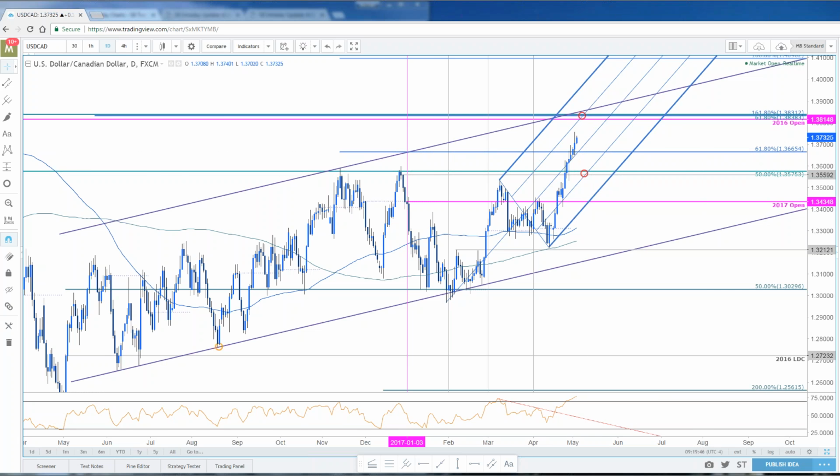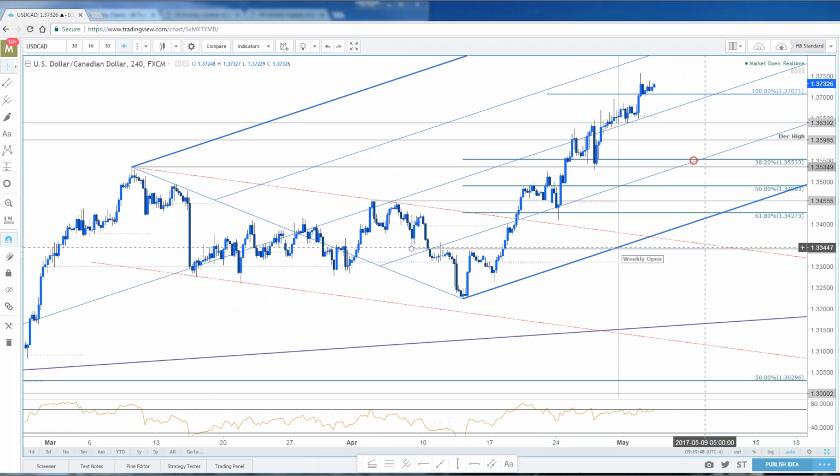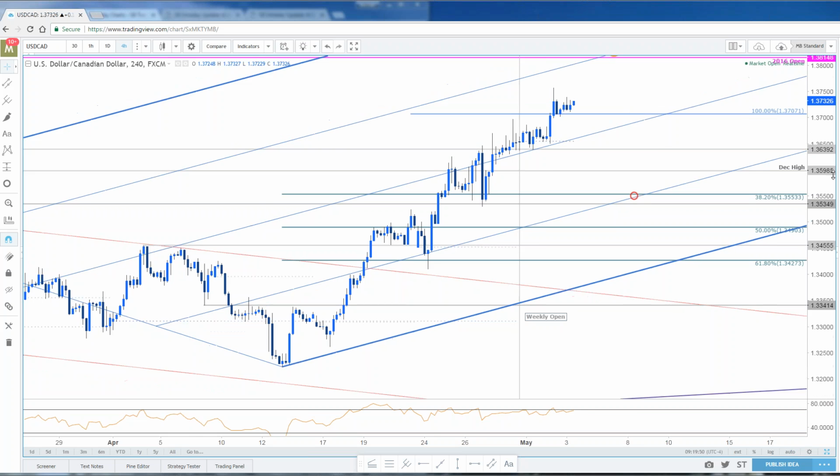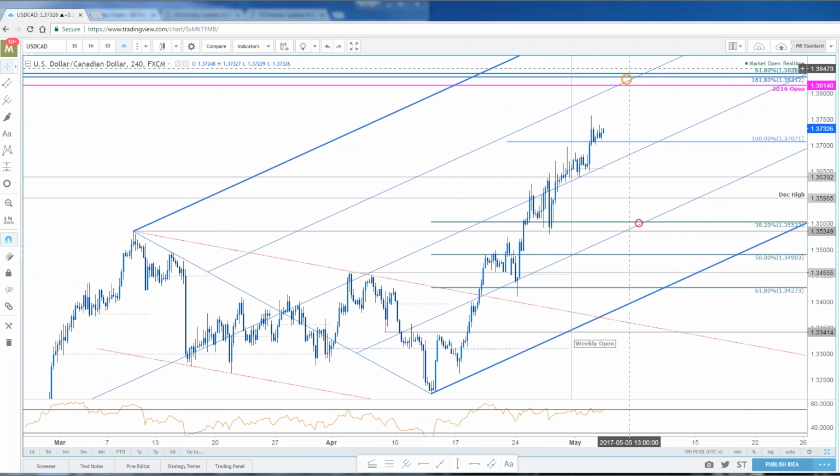Here's what the intraday chart looks like. Might look a little busy, but let me just break it down for you real quick. Again, there's that critical region of resistance, an area in which I would definitely be looking for some possible exhaustion, possible entries on the short side to play the kickback.